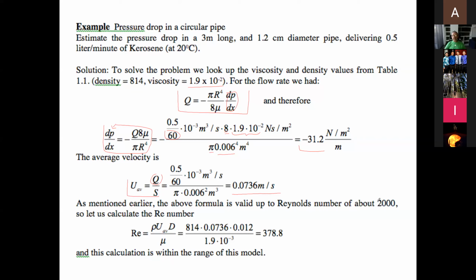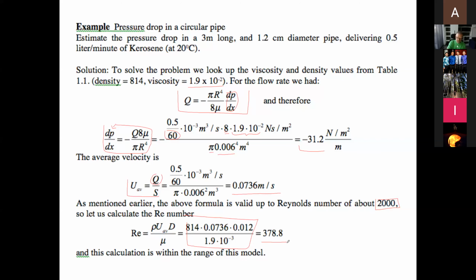Okay, and then I keep on saying that we trust this to be true for Reynolds number below 2000. So now let's see if this applies here. So we take the density, we take the average velocity, we take the diameter, divide by the viscosity, and the Reynolds number in this particular pipe flow is 378, which is less than 2000, so definitely the flow is laminar. Definitely what we calculated is going to be the same if we make some measurements, so it's very accurate.